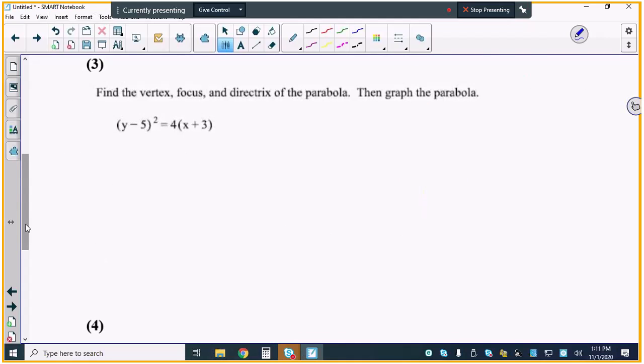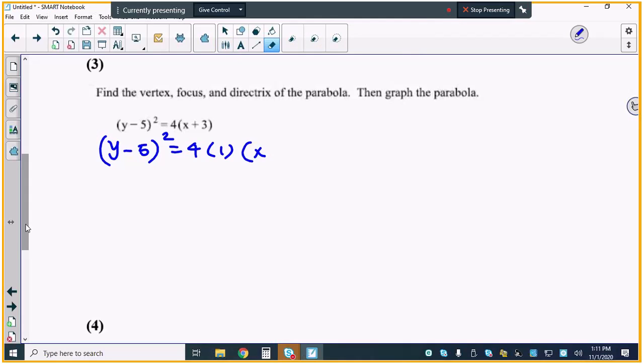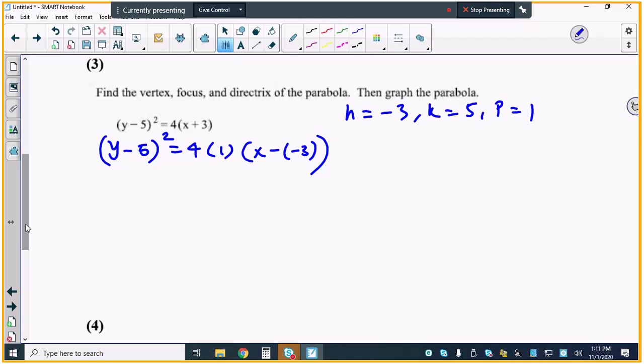Okay. Our next problem, it is given in the standard form, and we want to know the vertex, focus, directrix, and axis of the parabola. Because y is squared, the parabola is either going to open right or left. So I would say y minus 5 to the power 2 equals 4 times 1 to understand the p. And instead of x plus 3, let's go ahead and write it as x minus -3. So h is -3, k is 5, p is 1. So vertex of the parabola is -3, 5.